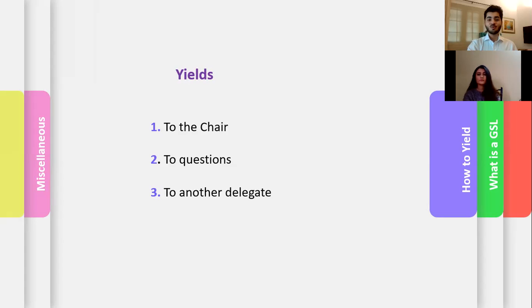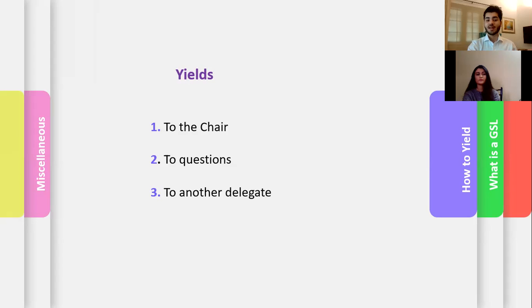And that brings us to our last yield, which is a yield to another delegate. So the delegate would signal that, say, the delegate of China would like to yield their time to the delegate of Pakistan. And the delegate of Pakistan would then have a choice on whether he wishes to accept or reject the yield. The chair will always ask if the delegate wishes to accept or not. So with that, we'll move on to the next slide.